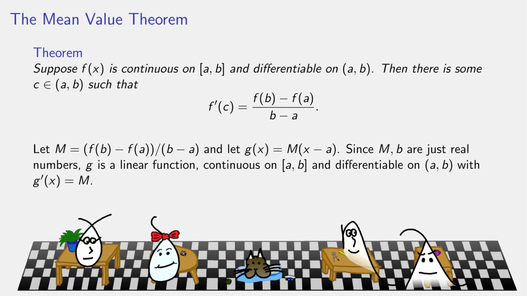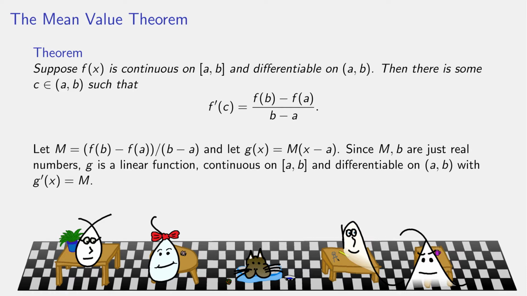The proof is pretty straightforward. Whatever that quantity is on the right, I'm calling it m. I want somewhere the derivative to be equal to this m. I define a new function, g of x is just m times x minus a. But m is just some real number.